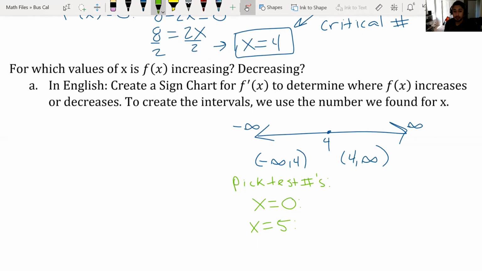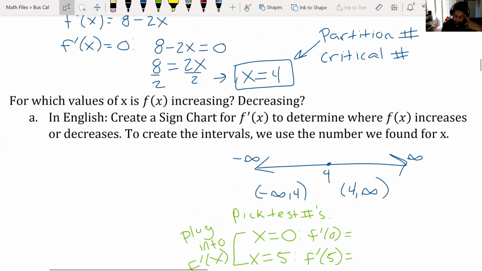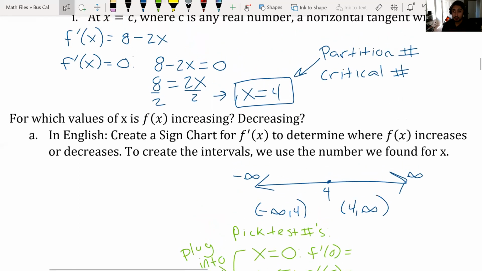Now, take these numbers and plug them into the derivative f prime of x. So I have f prime of 0 and f prime of 5. So we're plugging them into the derivative we found above, 8 minus 2x.